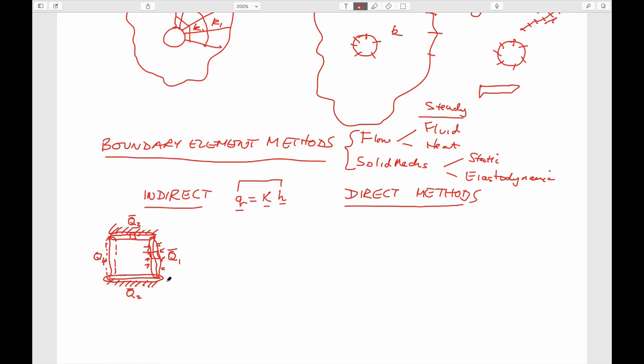So that's the essence of the problem. So it's indirect because you do two things. You solve indirectly. First of all, you figure out exactly what the strength of these sources might be that would give you the right boundary conditions at these points. And then once you've done that, you use the strengths of these sources to figure out what the behavior is on these boundaries for the complementary boundary conditions, right?